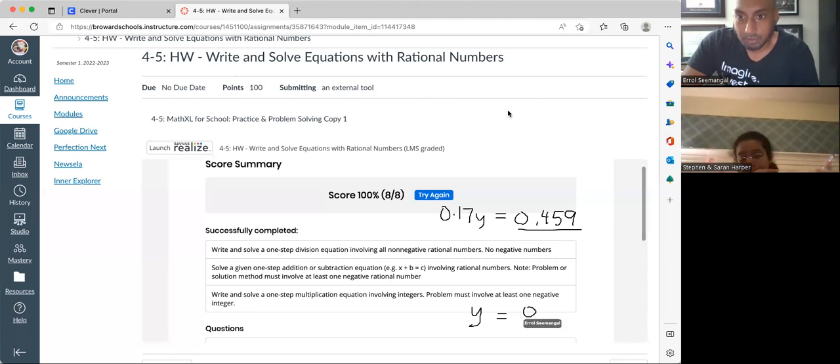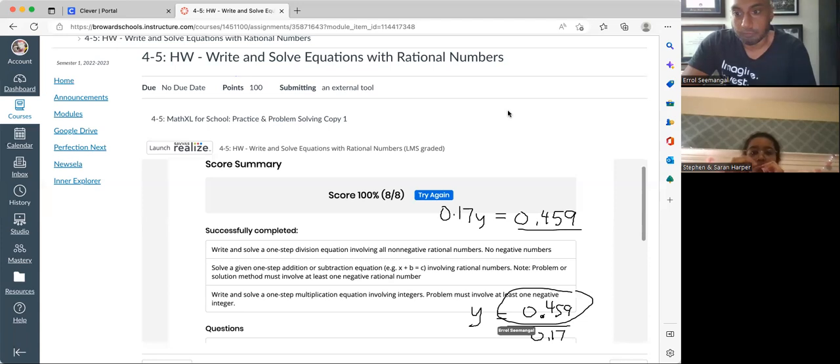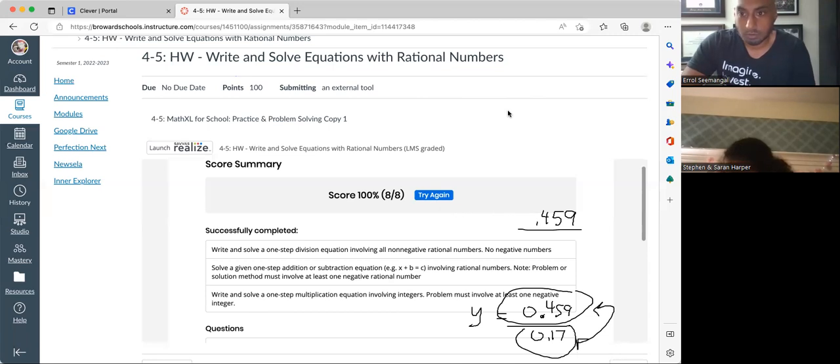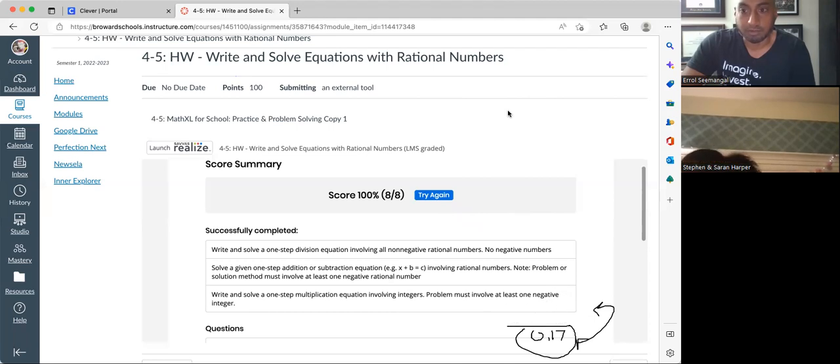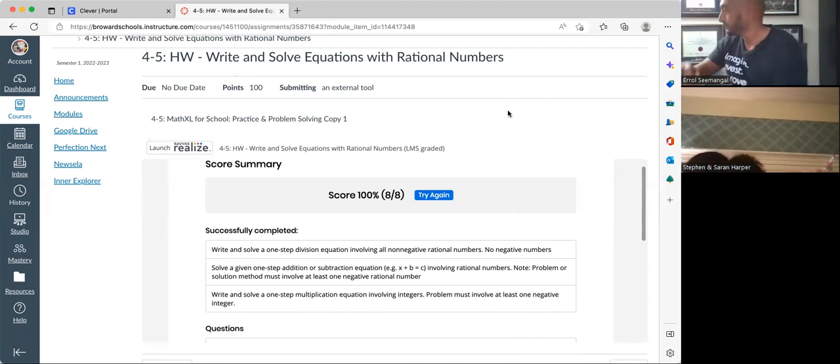So 0.459 divided by 0.17. That's why this number's on top, because the coefficient is on the bottom, because we have to divide both sides by the coefficient. It's not the other way around. It's not this way. That would be wrong. So make sure you remember which number is divided by which other number. Okay, all right, let's try a few more questions.